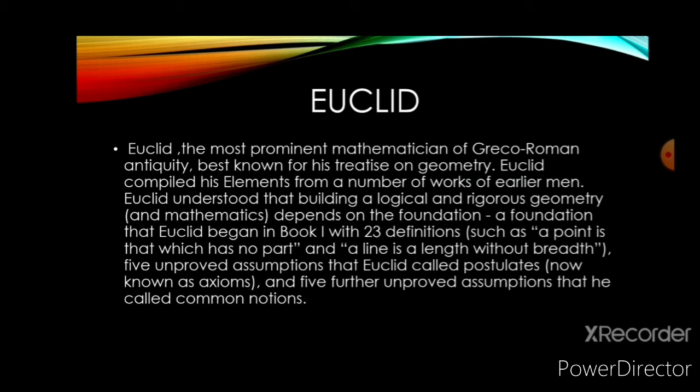Euclid understood that building a logical and rigorous geometry and mathematics depends on the foundation, a foundation that Euclid began in Book 1 with 23 definitions, such as a point is that which has no part, and a line is a length without breadth. Five unproved assumptions that Euclid called postulates, now known as axioms, and five further unproved assumptions that he called common notions.